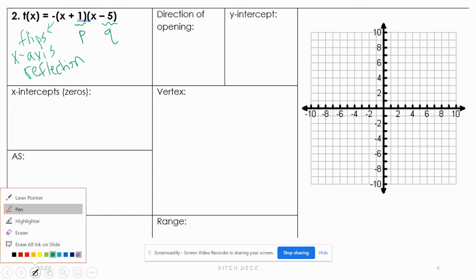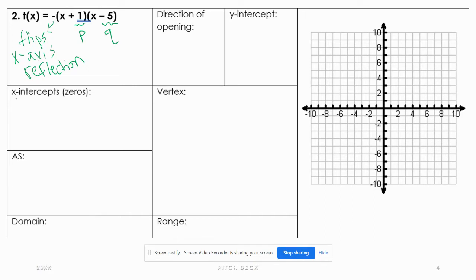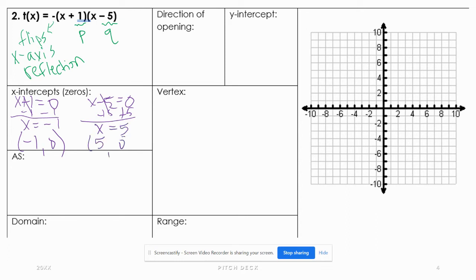Again, finding our x-intercepts or zeros, we take x plus 1 is equal to 0 and x minus 5 is equal to 0. Solve for x. Minus 1 from both sides to get x alone. We have x is equal to -1, so that x-intercept is -1, 0. Add 5 to both sides. We have x is equal to 5, so 5, 0.